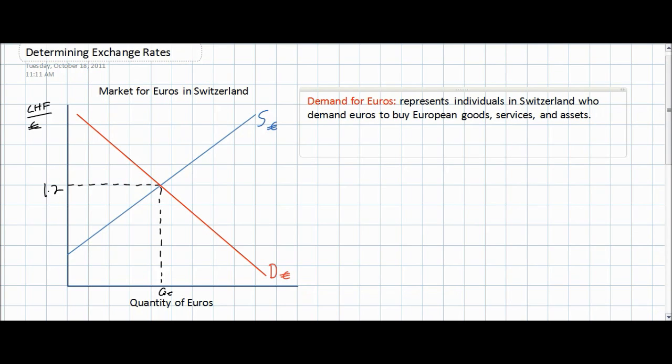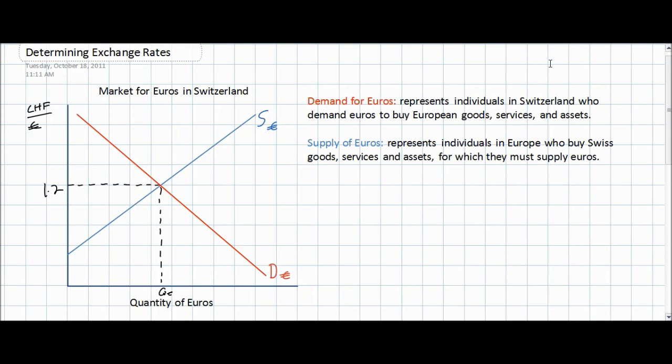The supply of euros comes from European individuals who are buying Swiss goods, services, and assets, which leads to an inflow of euros into Switzerland. The only reason there are euros available to Swiss individuals is because European individuals are buying Swiss goods, services, and assets. Therefore, the supply of euros in Switzerland comes from Europeans who are buying things made in Switzerland or assets within Switzerland. The demand for euros comes from Swiss households, but the supply of euros comes from European households who are supplying their currency to the foreign exchange market in Switzerland in order to buy Swiss goods.